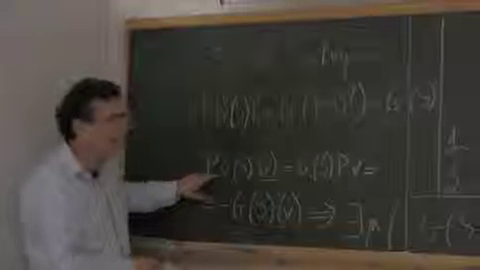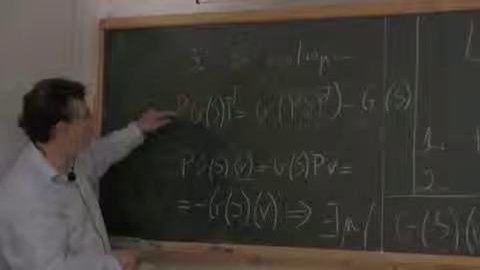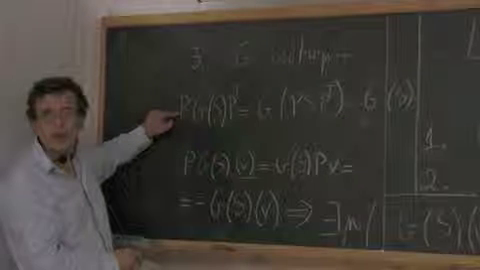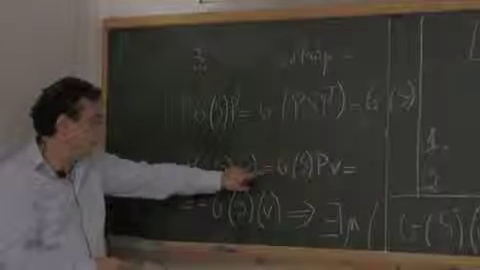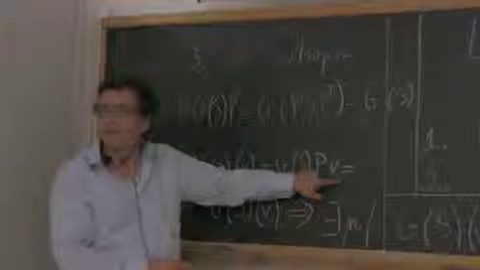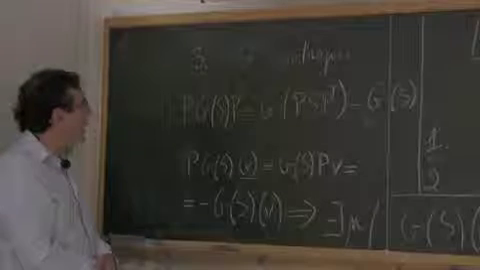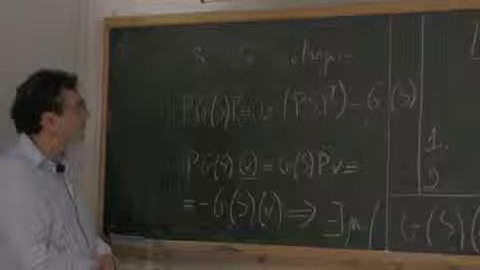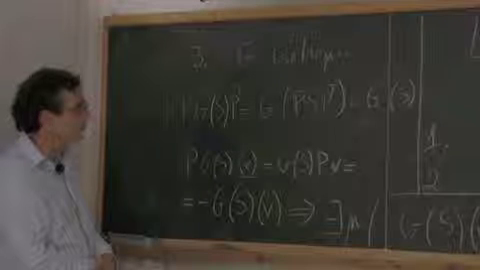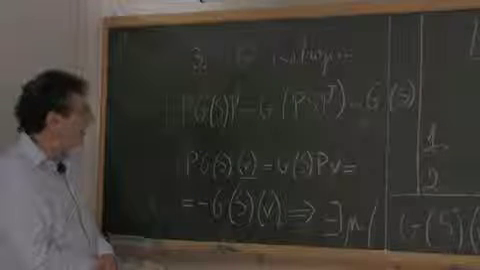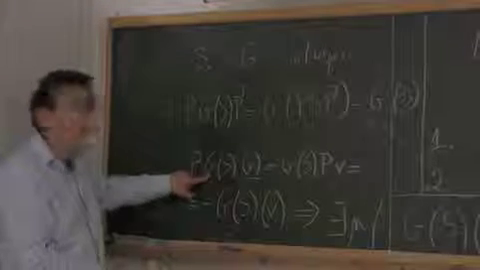However, P and G are commuting because of this. So P G of S is equal to GS PV. So the isotropic assumption implies that P is commuting with G.